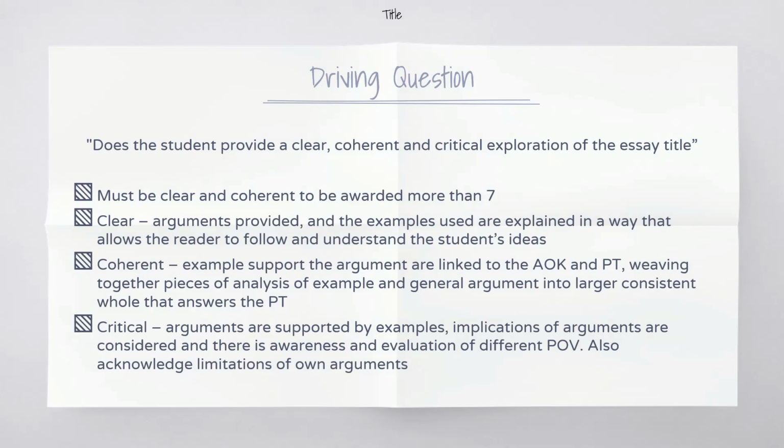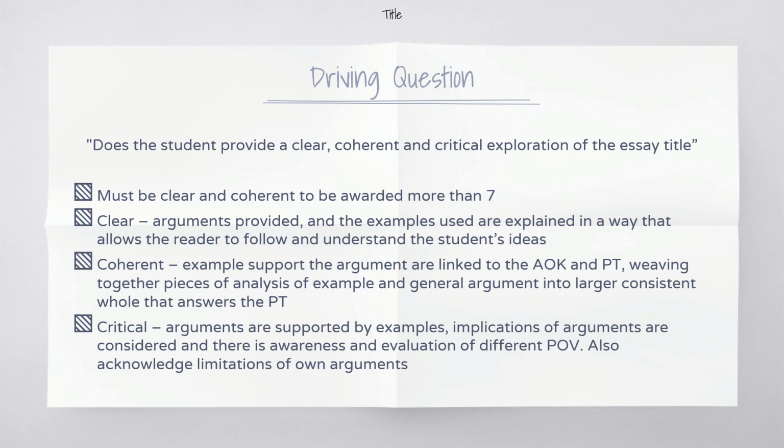So to kick it off, the driving question. You may have seen in your marking criteria that at the top, it provides this question: does the student provide a clear, coherent, critical exploration of the title? When teachers and markers are having discussions about students' work, the key question that they're trying to answer is this. So before you get into the descriptors of the marking criteria, make sure that you can confidently say that you have done this in your essay. It must be clear and coherent to be awarded more than a 7. So if you're looking to get a B or an A in theory of knowledge, you must make sure that you're being clear and coherent.